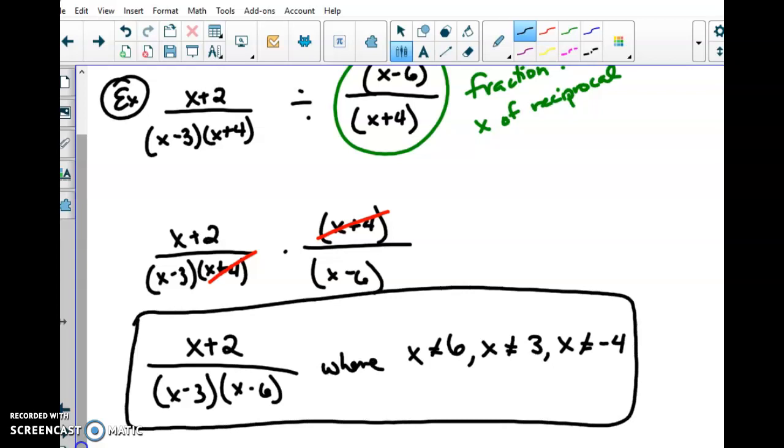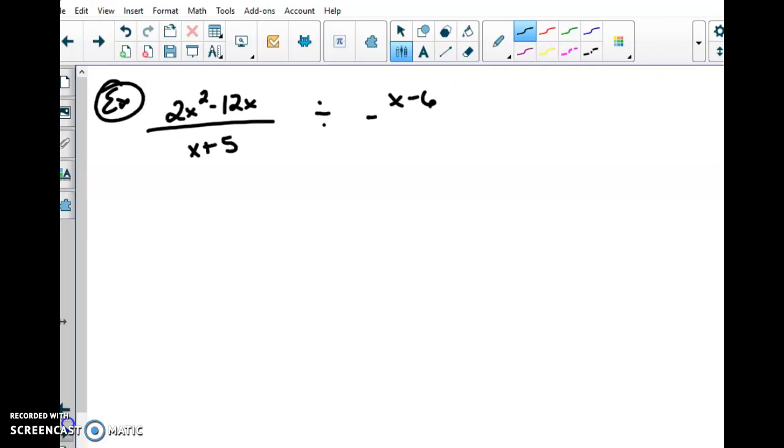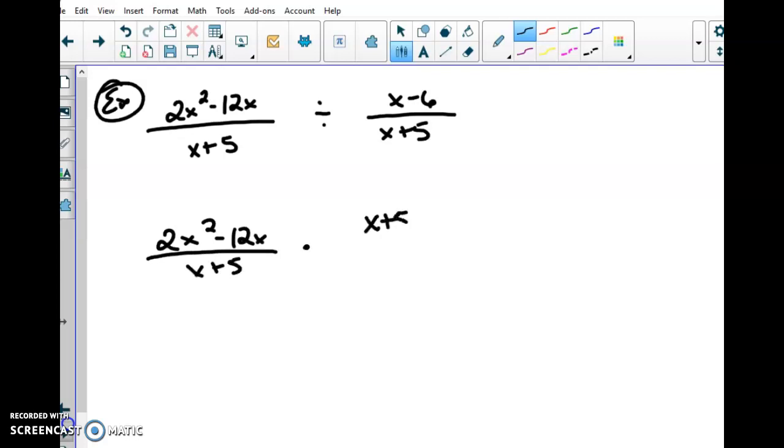So let's do one where it's not in factored form. Practice our AC factoring here. So let's say that we have 2x squared minus 12x divided by x plus 5, and that there is divided by x minus 6 over x plus 5. So again, when we're dividing by a fraction, it's really multiplication of the reciprocal. So we have 2x squared minus 12x divided by x plus 5 multiplied by that x plus 5 in the numerator over x minus 6.